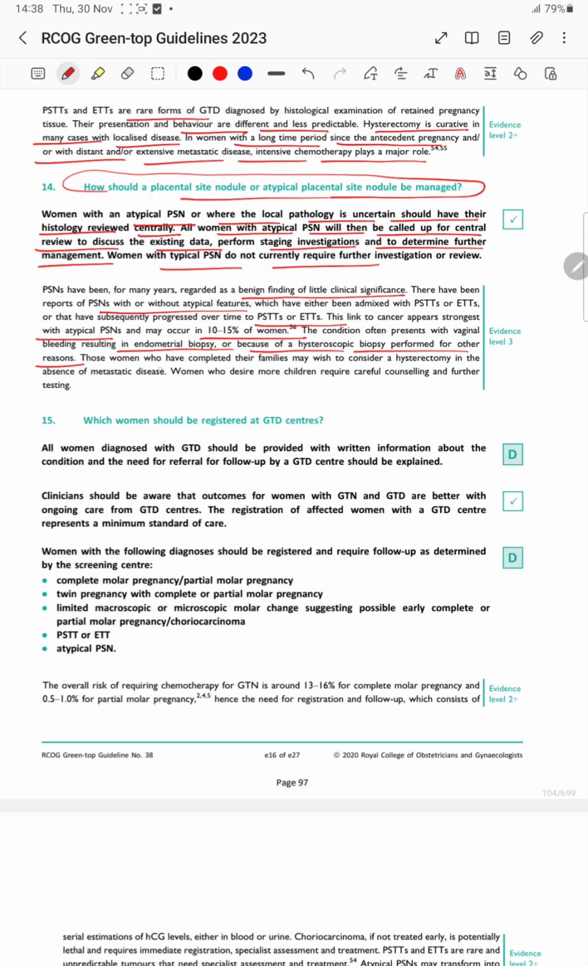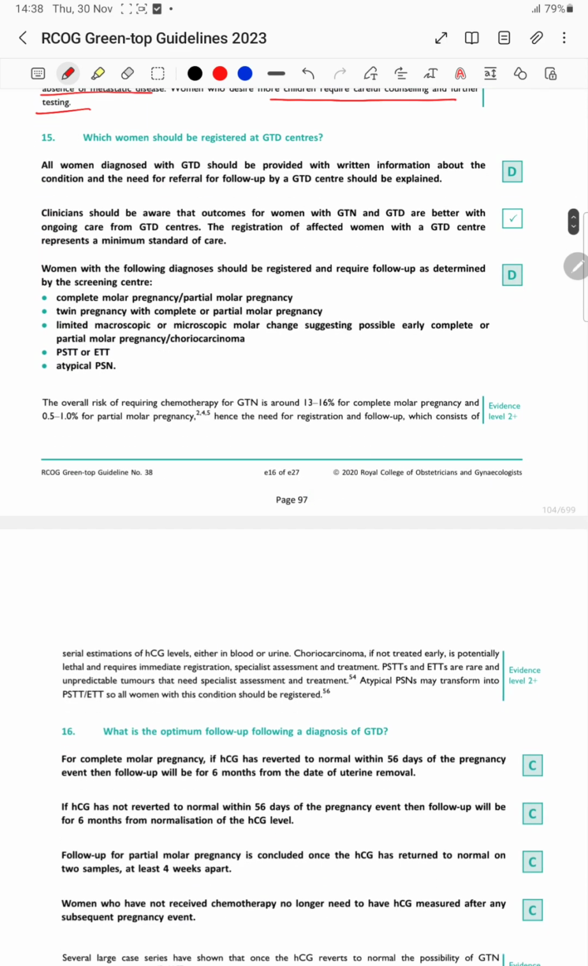Those women who have completed their families may wish to undergo a hysterectomy in the absence of metastatic disease. Women who desire more children require careful counseling and further testing. Which women should be registered at the GTT centers? All women diagnosed with GTT should be provided with written information about the condition and the need for referral for follow-up via a GTT center. They should be explained.